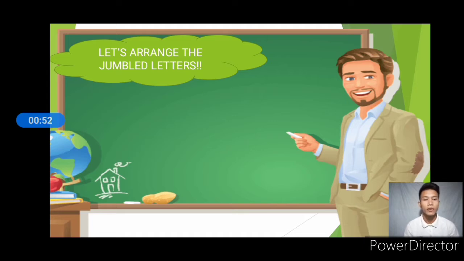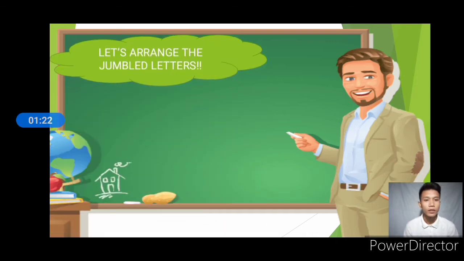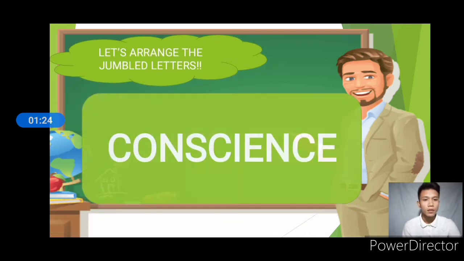In this morning, before I give you the topic, let's have this game. Let's arrange the jumbled letters to form a new word, and this word will be your hint to know what our topic for today is. The first one is Cyanocne. Try to arrange the jumbled letters. Okay, you're finished. You have an answer. Let's find out if you are correct. The answer is conscience.